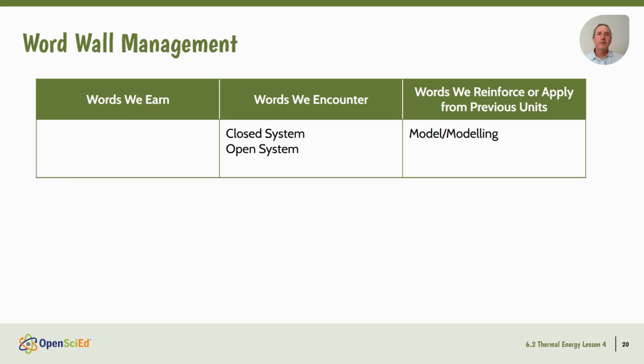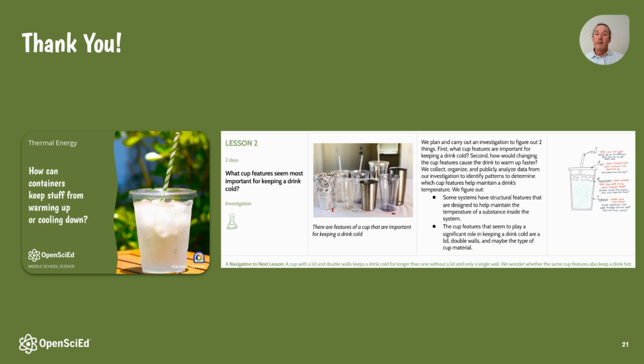There are a couple words that they'll encounter here. One is the idea of an open or a closed system, and you can define that with them if you like. The other is the idea of a model or modeling, and the idea that models contain parts, interactions, and changes that happen within a system. That's the key to the anchor lesson for this unit. It will lead you to the next part where they do a much broader test themselves of some different cups.